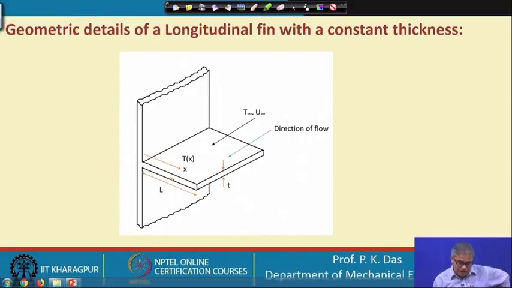Now, we have to appreciate one thing, that heat transfer is taking place. I have shown the area through which heat conduction is taking place. There is another area, that is the surface area of the fin, from where convection is taking place. So, conduction is taking place through the cross sectional area, convection is taking place through the surface area. That is one thing.